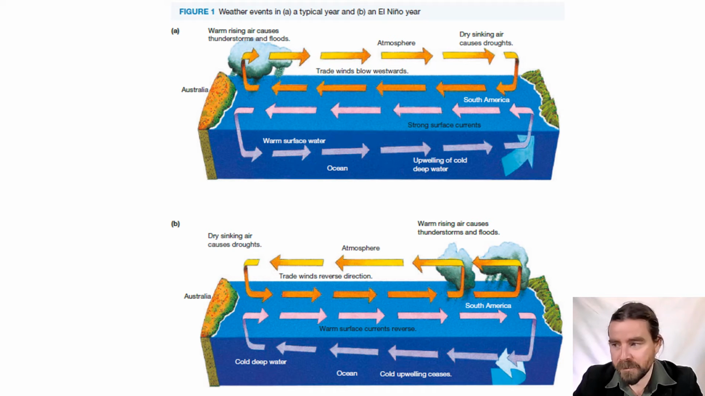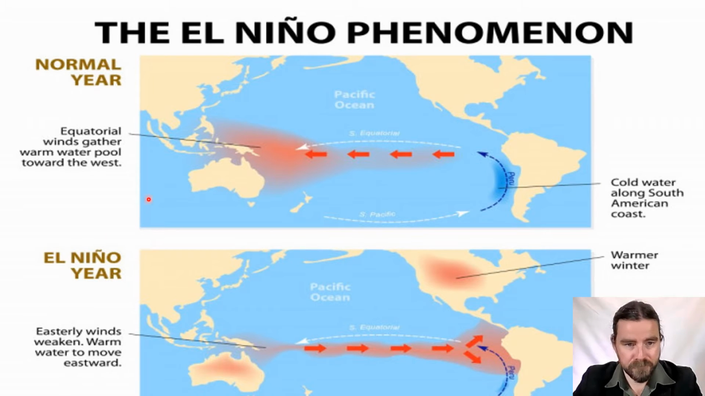Let's have a look at another map. Here we go. So in a normal year, you get rain here, and it's dry here. In an El Nino year, it's dry here, wet here, and it's also a little bit warmer in North America. I'll show you one last map.